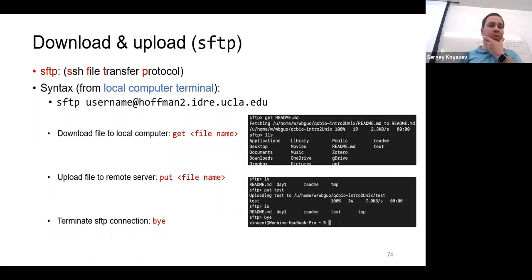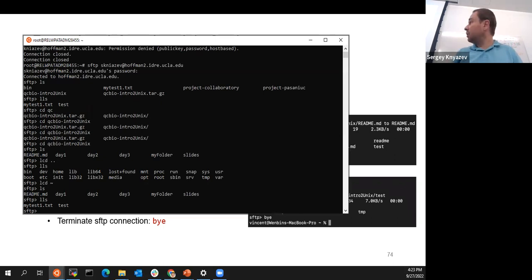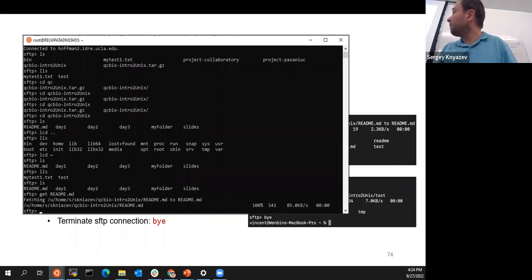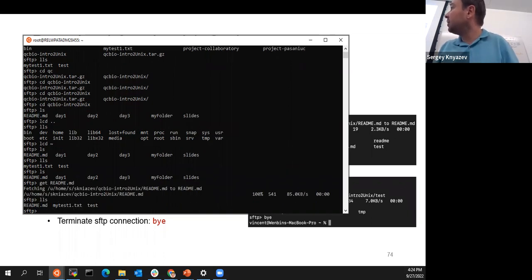And then you can use commands get and put. To download files to your local computer, you use get. So you're fetching files, right? Let's get some files, for example. So ls, and let's get readme. Yeah. And now when I ls, I see that this readme is in my local directory, right?